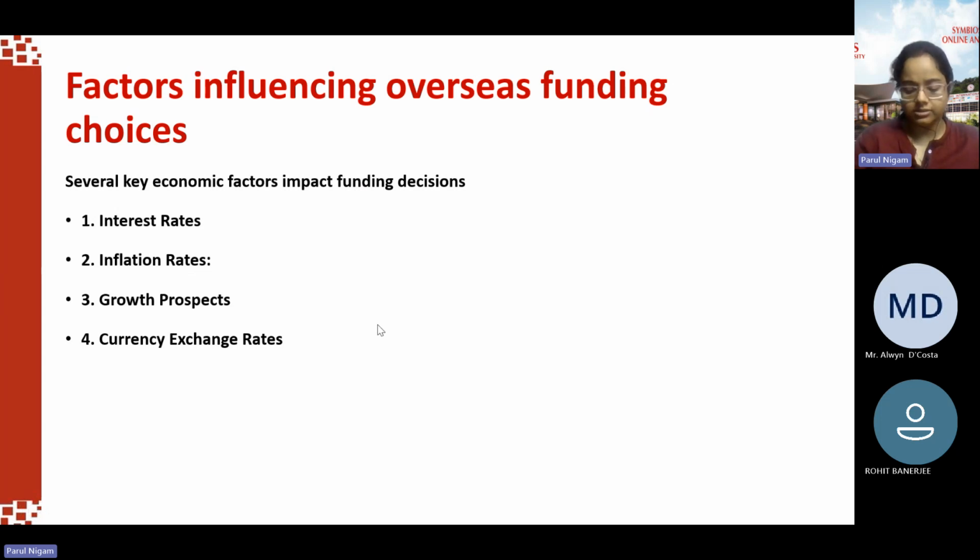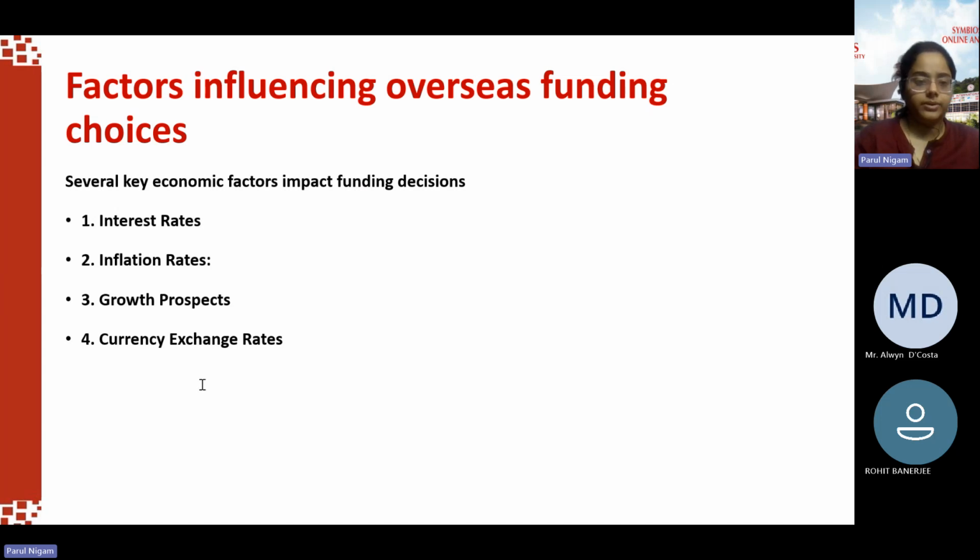Inflation rates. Now, this is important, inflation rate definitely impacts your international funding. First of all, what is inflation? Inflation is the rate at which the general price level of goods and services rises, leading to a decrease in purchasing power. It is measured by indices such as the consumer price index and wholesale price index. Now, how do inflation rates affect international financing?